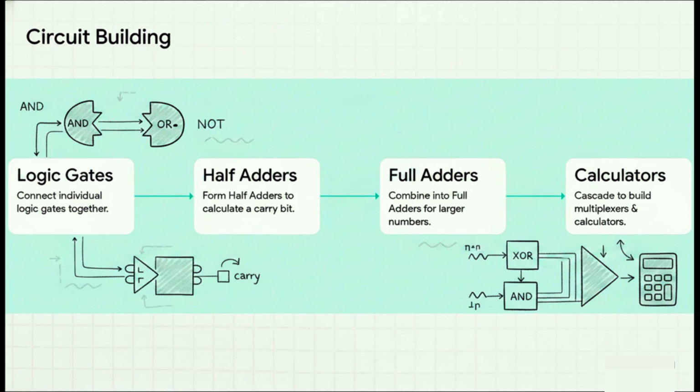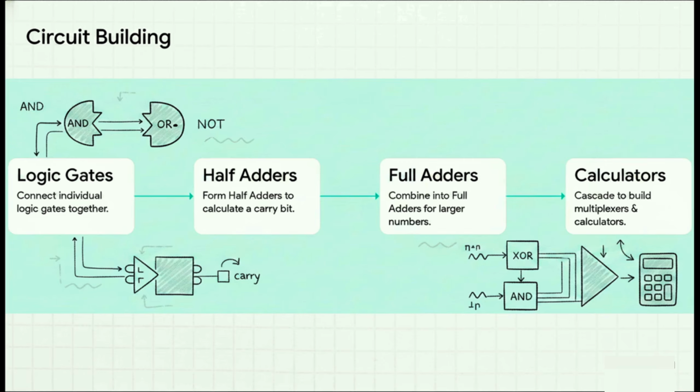Step 1, we connect our individual logic gates. Step 2, we arrange those gates to form something called a half adder, which can actually add two bits together and calculate a carry bit, just like carrying a 1 in basic math. Step 3, we combine those into full adders, handling much larger sequences of numbers.